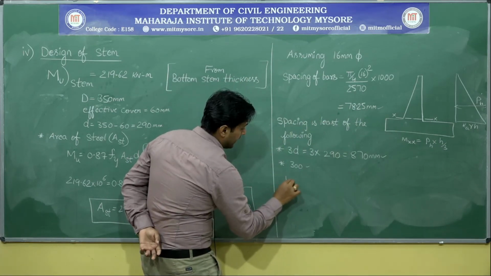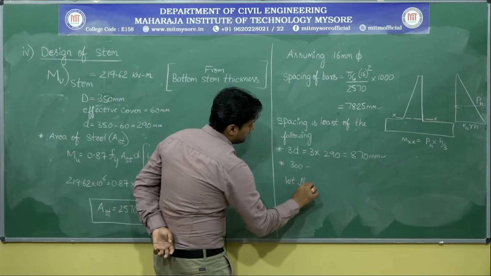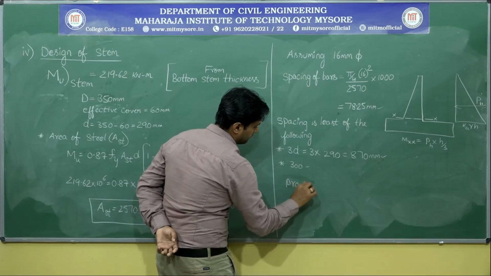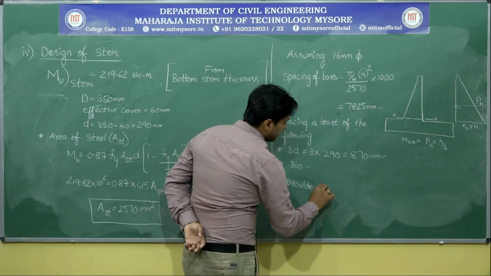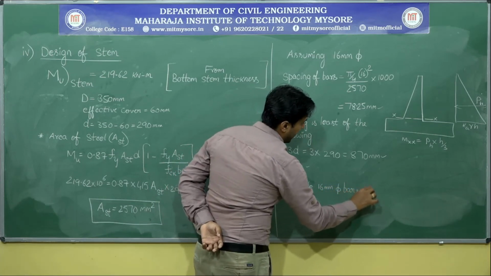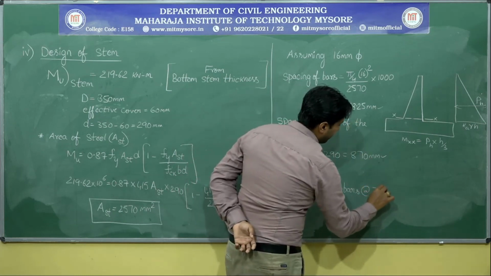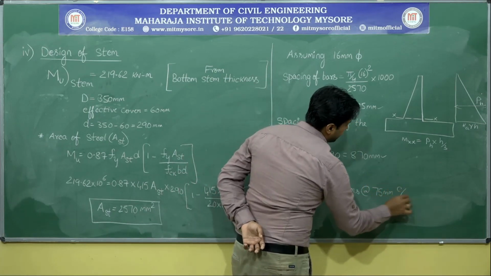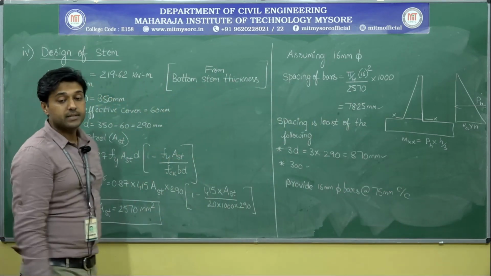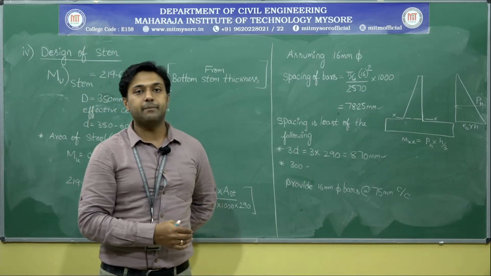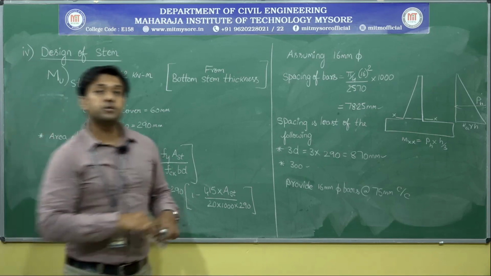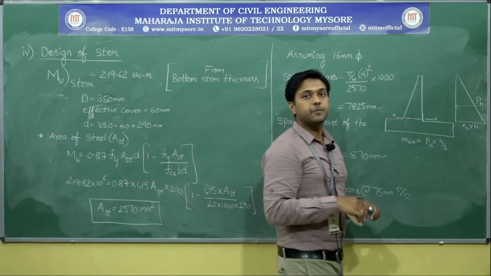So now let the spacing, or else we'll say provide 16 mm dia bars at 75 mm center to center. So this is about the main bars of the stem. I need to still go with the distribution bars.